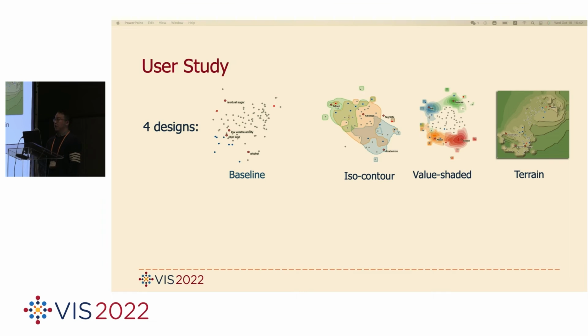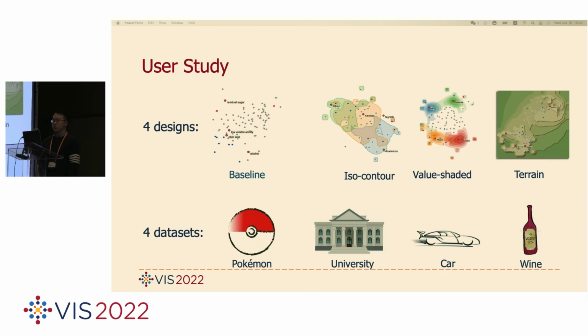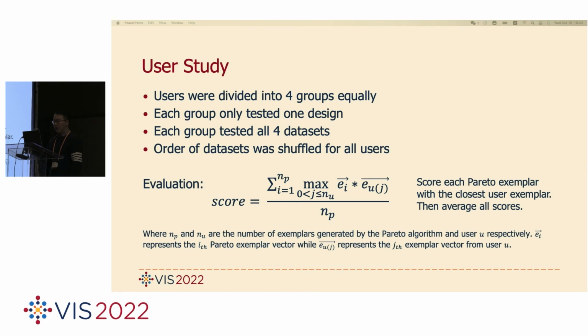Then we did a user study to assess the 3 different enhancements on the right. A bare data context map on the left was used as a baseline to compare with the 3 graphical enhancements. 4 data sets were used in the user study, and we invited 32 participants. They were divided into 4 groups equally, and each group was tested with 1 design and 4 data sets. The order of data sets was totally shuffled.